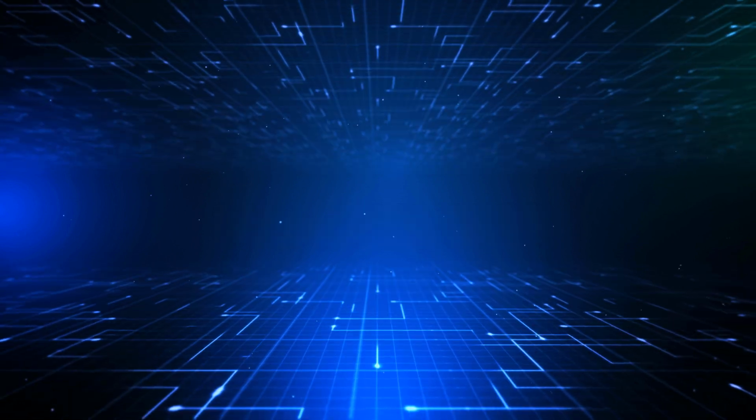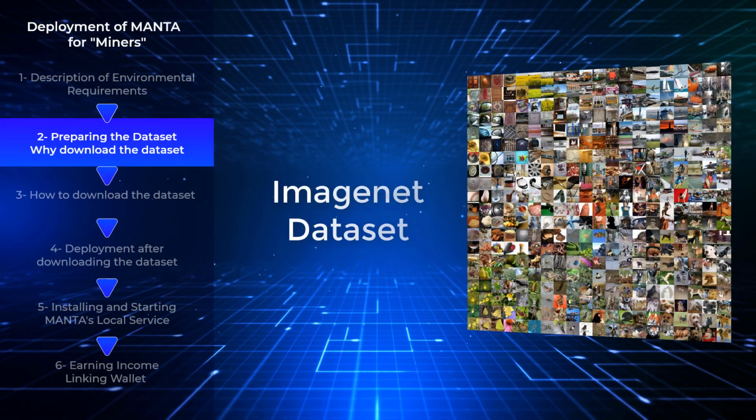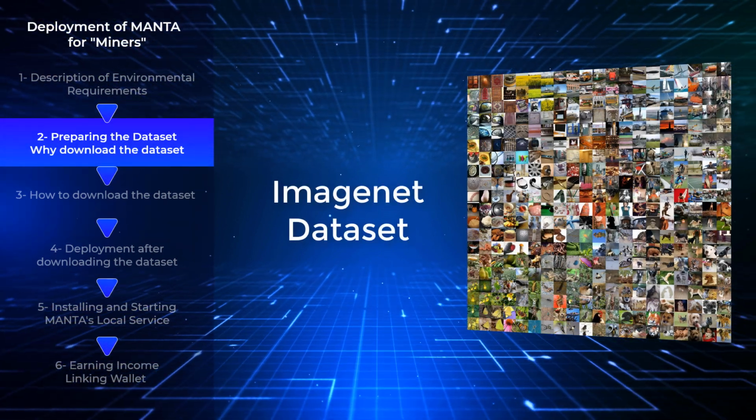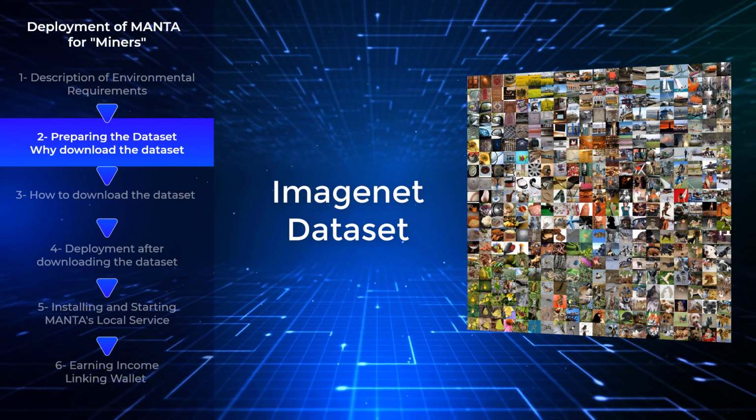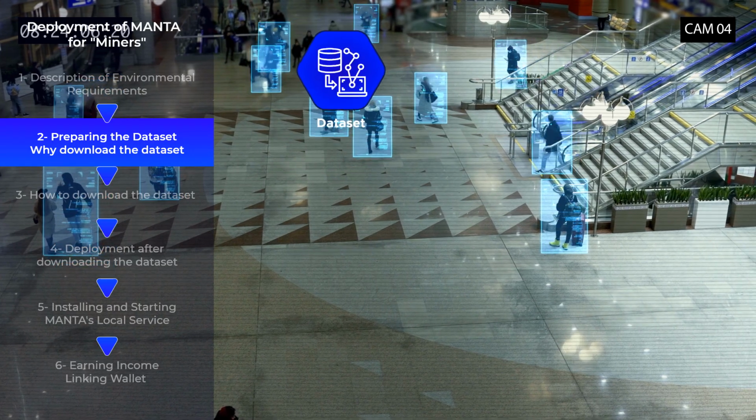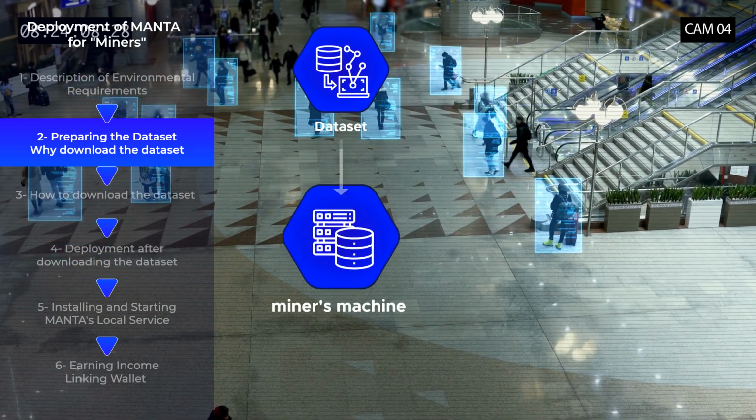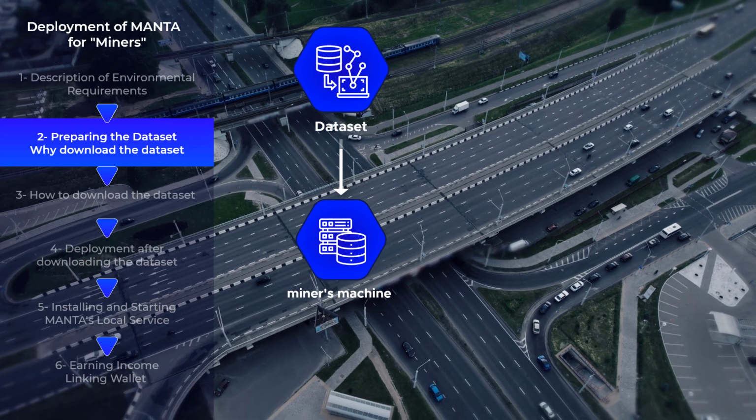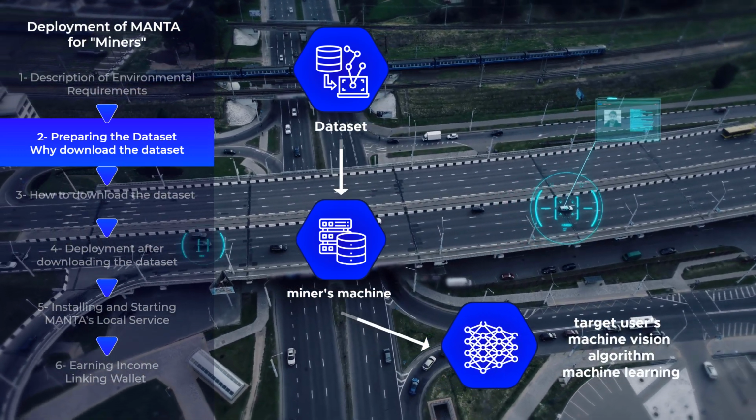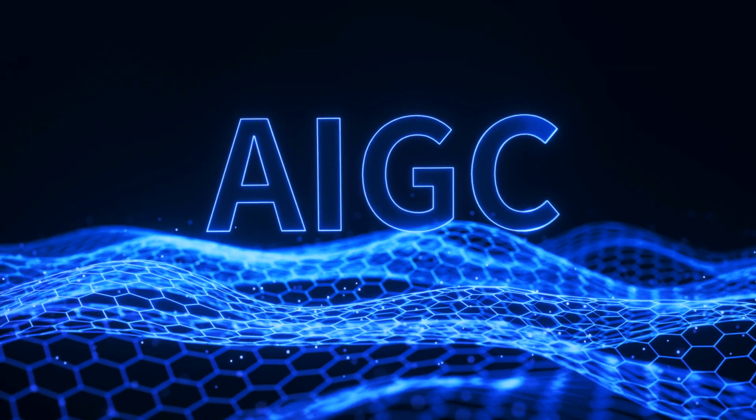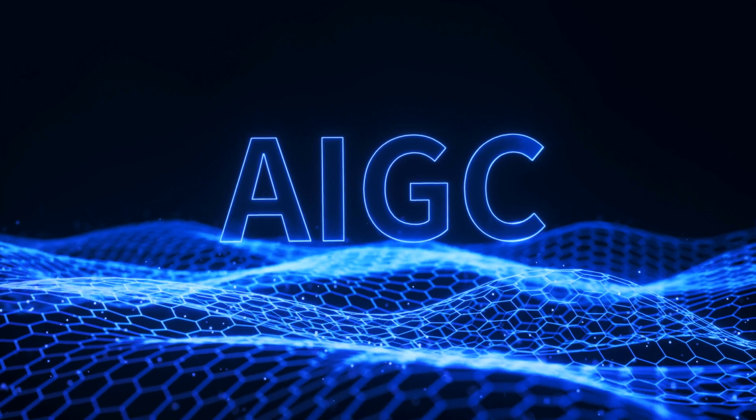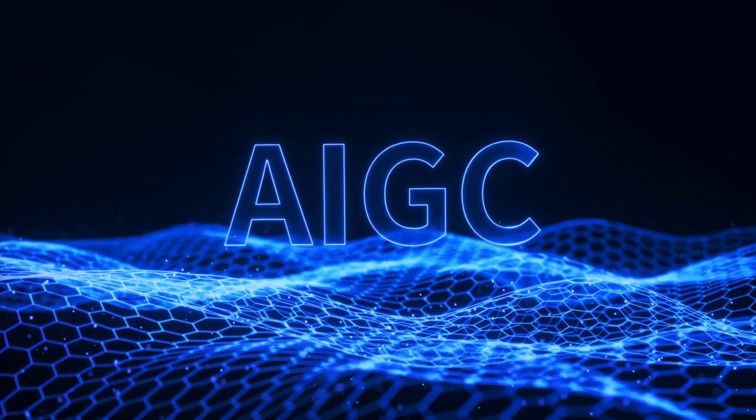The next part is downloading datasets. Now, the datasets we're going to use here are images available to the public on ImageNet. It is common to use these images for visual recognition related machine learning, and our miners will need to have these datasets ready before they can perform the visual recognition related tasks and algorithms of our target users. In the same way, if MANTA launches AI generated content in the future, miners will also need to download language or artwork datasets before they can run related algorithms.